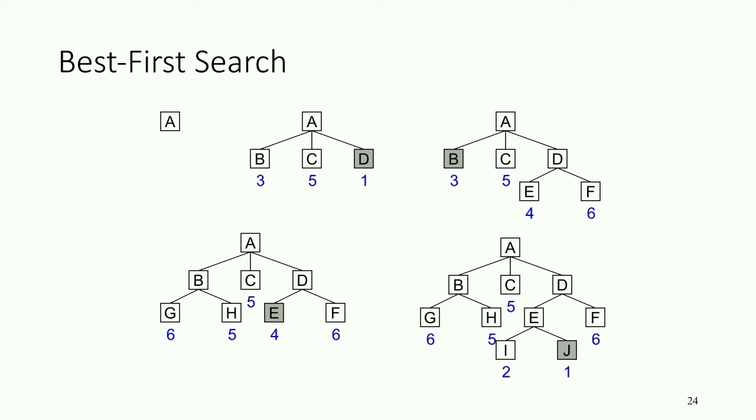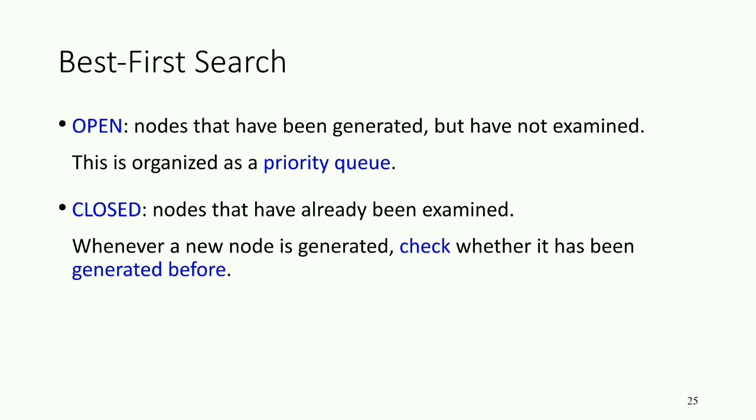Then the values of B, C, E and F are compared to each other, and B has the minimum value compared to C, E and F. Then in the next step we explore B. It produces G and H having the values 6 and 5 respectively. Again we compare these values. Then E is a promising node because it has the least value, and it produces I and J having the values 2 and 1. In this way best first search works.